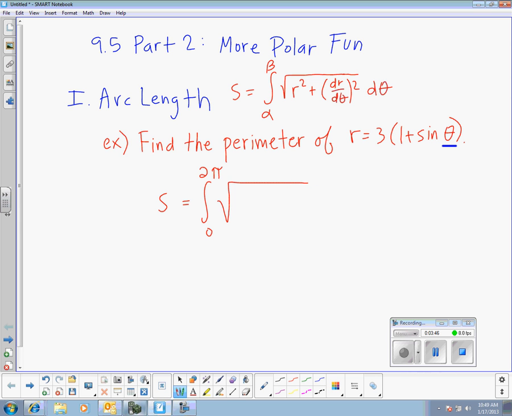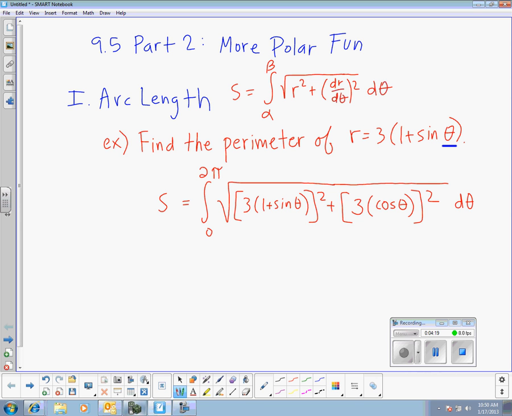Okay, so then we need to do the function squared and then the function's derivative squared. This function's derivative will be 3 times, the derivative of 1 is 0, the derivative of sine theta is cosine theta, and that needs to be squared, d theta.